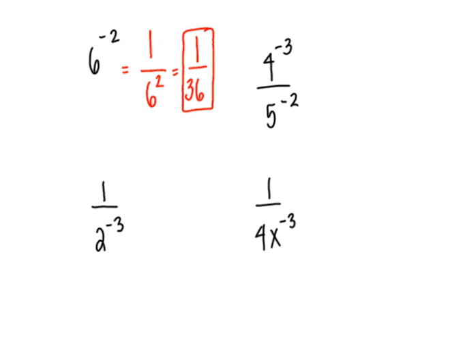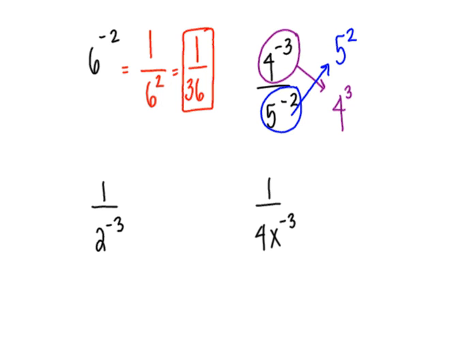My next problem is 4 to the negative 3 divided by 5 to the negative 2. 4 to the negative 3 has a negative exponent, so we have to move it across the division bar, so that becomes 4 cubed. 5 to the negative 2 has a negative exponent, so we have to move it in the opposite direction, which would make it 5 squared in the top. Simplifying those out, 5 squared is 25 in the top, and 4 cubed is 4 times 4 times 4, which is 16 times 4, which is 64 in the bottom.